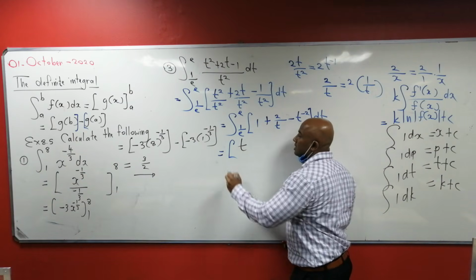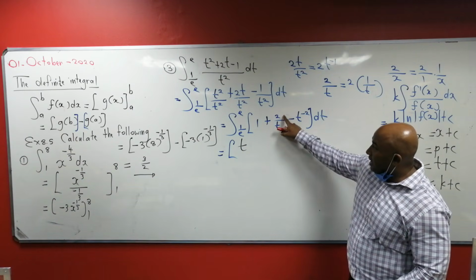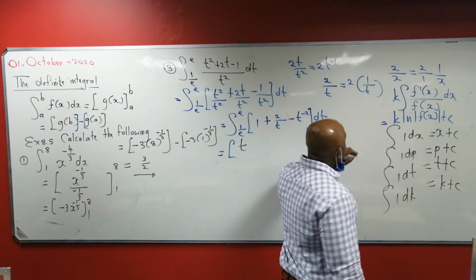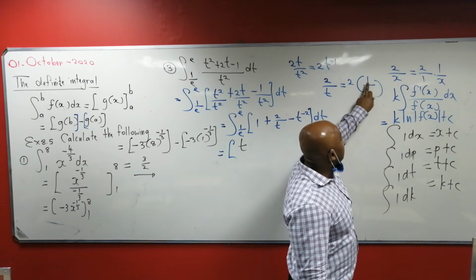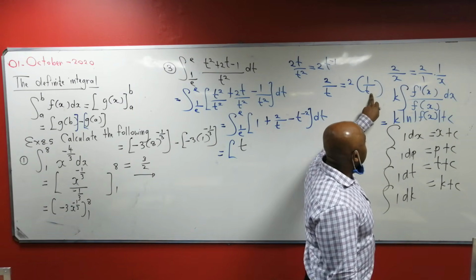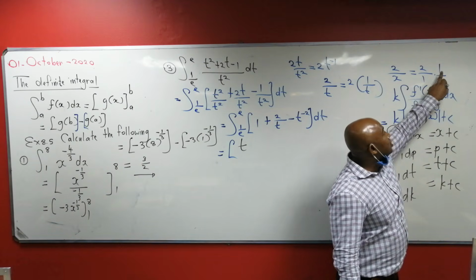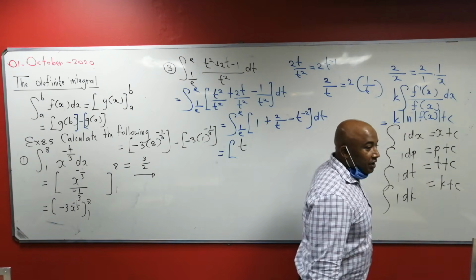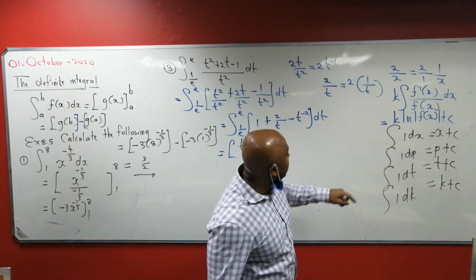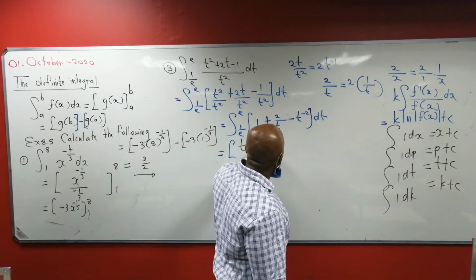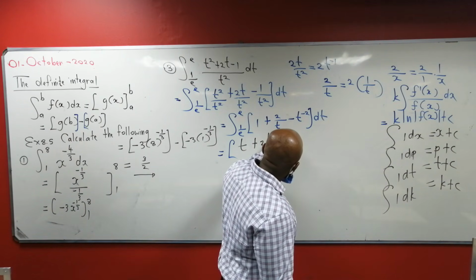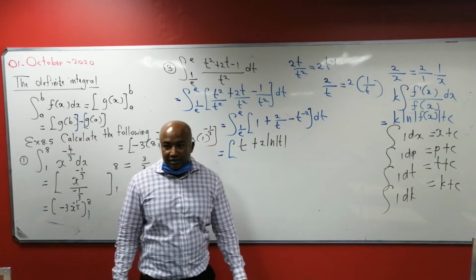So this will be t, integrating 2 over t. Now 2 over t is the same as 2 times 1 over t. It's the same as if you had x, it's 2 times 1 over x. So when you're integrating 1 over x, it's ln x. So when you integrate 1 over t, it's going to be ln of t.